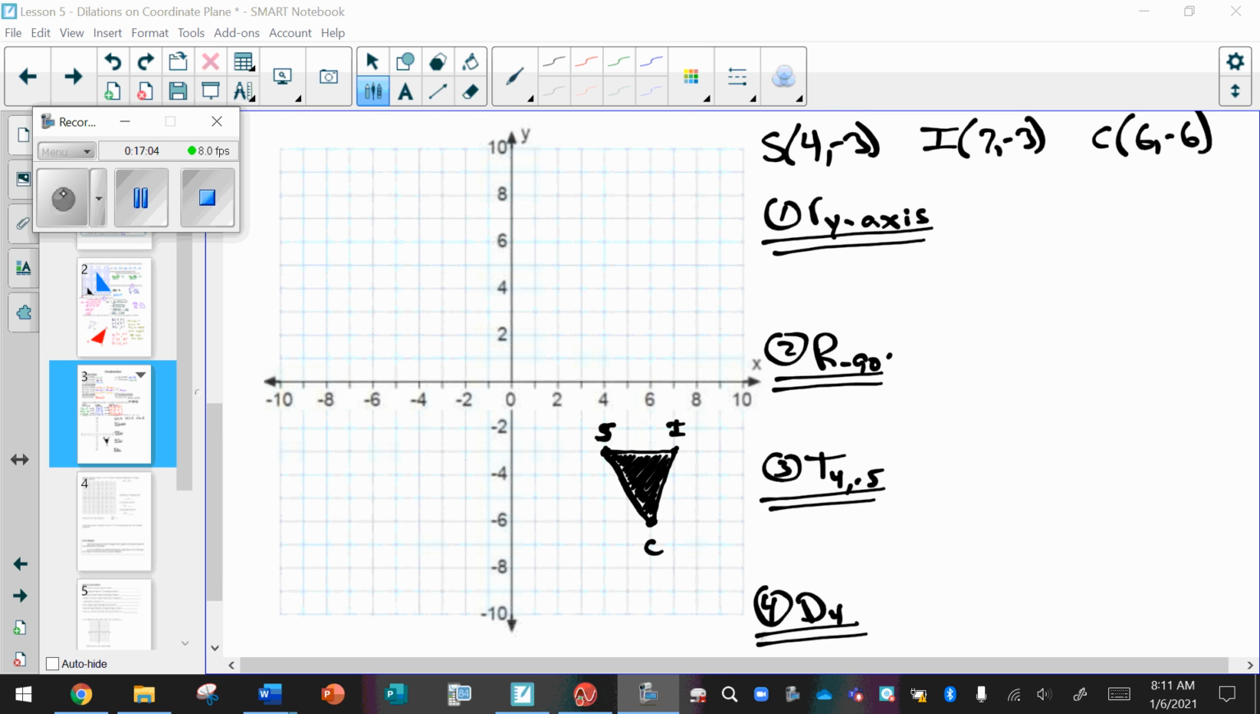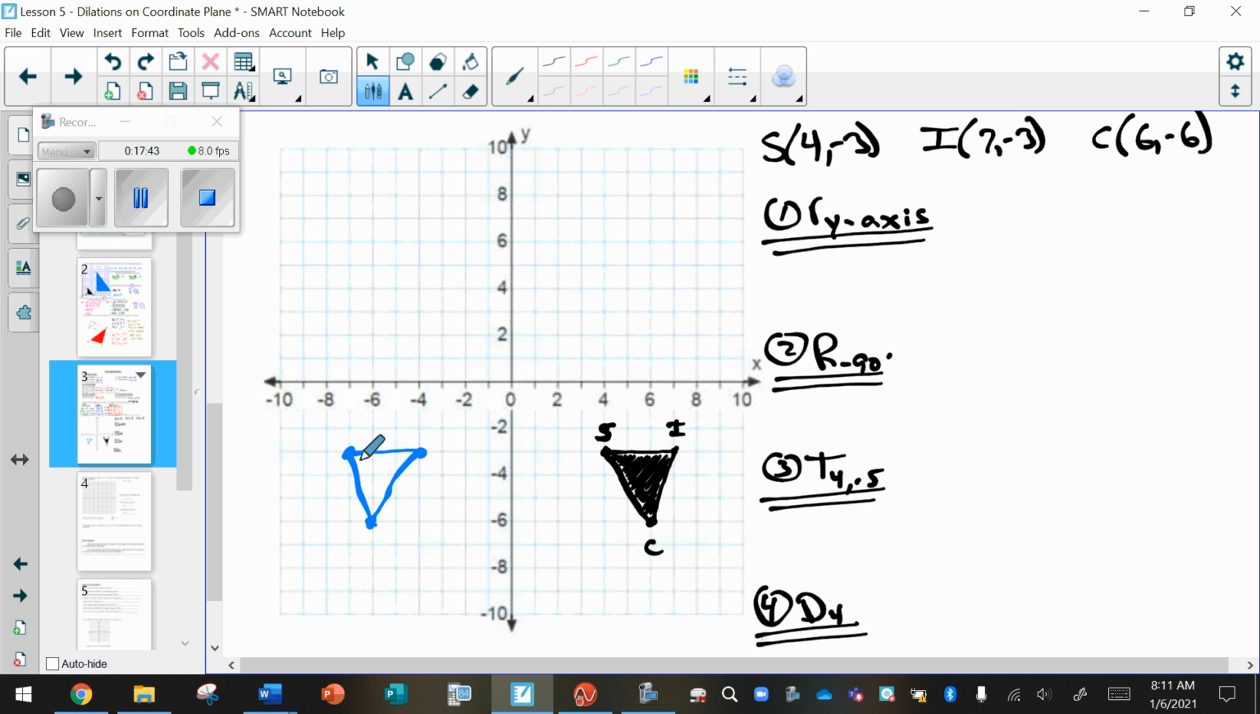So if you're doing this on the graph and you reflect over the y-axis, remember what we're going to do is just count sideways. So 1, 2, 3, 4. That's the new location of point S. And then 1, 2, 3, 4, 5, 6, 7. That would be the new location of I. And then C, similarly, 1, 2, 3, 4, 5, 6. And that produces your reflected triangle over the y-axis. Make sure you're doing the y-axis, not the x-axis.